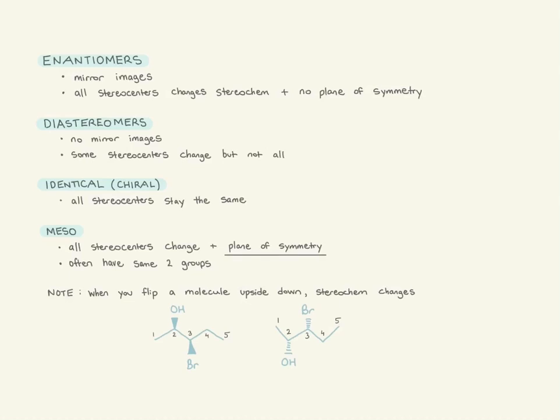And for meso, all of the stereocenters change, plus there is a plane of symmetry. Often with meso, you have two of the same substituents or two of the same groups. I also want to note when you flip a molecule upside down, the stereochem changes. On the left, you see that alcohol and bromine are on wedges, and when I flip it, it turns into dashes.